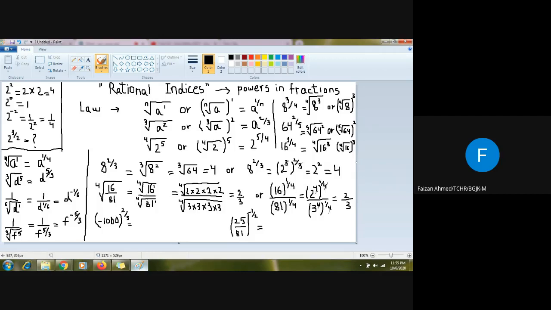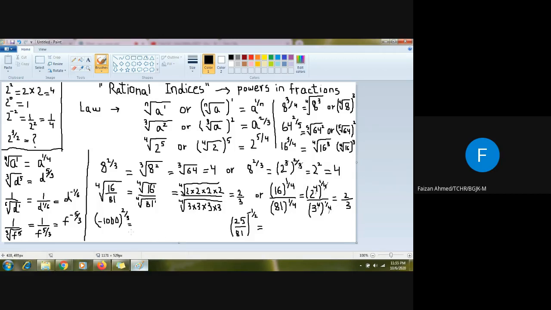So I have to think of a number whose fourth power is 16. So 2 to the power 4 is basically 16. So I have written 16 as 2 to the power 4. And 3 to the power 4 is basically 81. So I have replaced this 81 with 3 to the power 4. This 4 and this 4 will be cancelled out, and your remaining answer will be 2 upon 3.